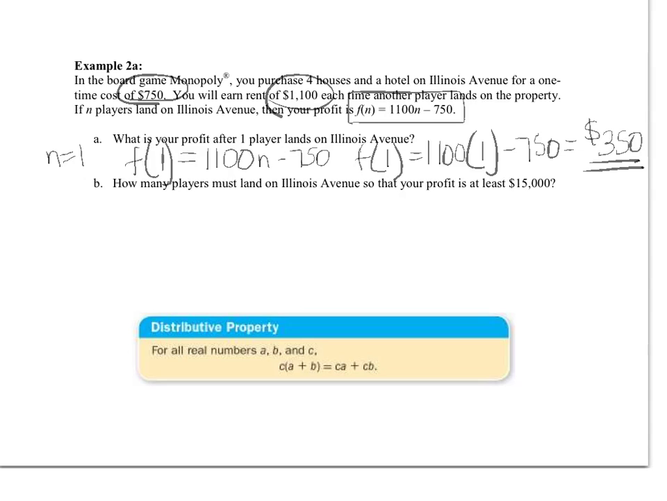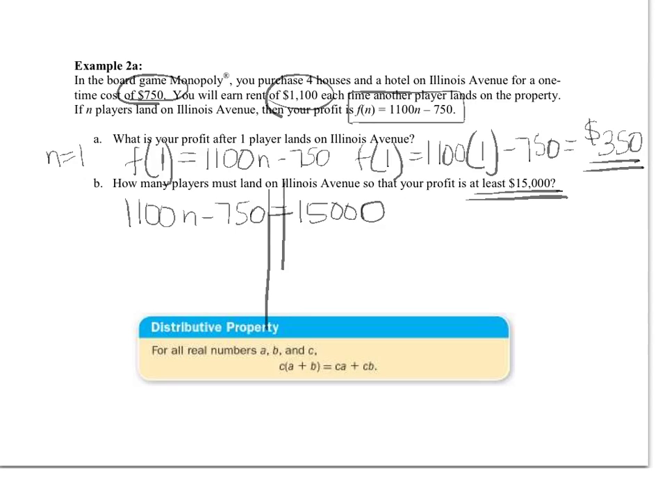Part B, how many players must land on Illinois Avenue so that your profit is at least $15,000? So now we say we're solving for n. In this case, we want to know how many players it takes. So we're going to set the entire equation equal to $15,000. And we're going to solve for n.